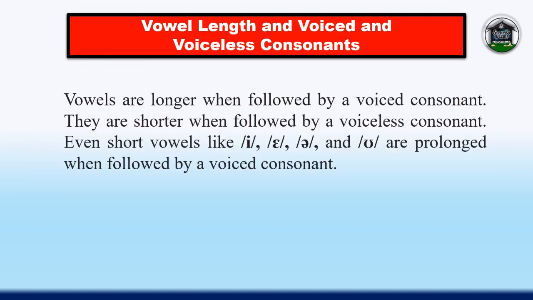Vowel length and voiced and voiceless consonants. Vowels are longer when followed by a voiced consonant and shorter when followed by a voiceless consonant. Even short vowels like I, E, and U are prolonged when followed by a voiced consonant.